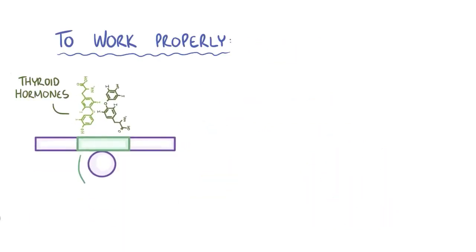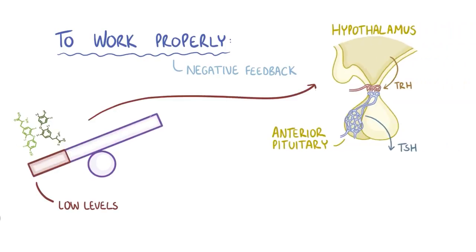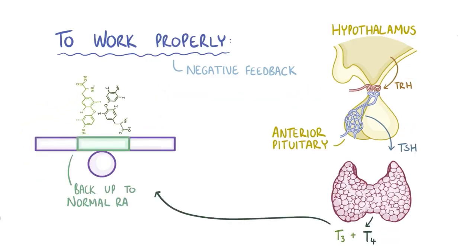For all of this to work right, the levels of thyroid hormones have to stay within a normal range. To do that, the body uses negative feedback, which means that low levels of thyroid hormones tell the hypothalamus and pituitary gland to increase their secretion of TRH and TSH, respectively. More TRH increases TSH production in the pituitary, and the thyroid gland gets more stimulation to make thyroid hormones. And eventually, T3 and T4 levels go back up to the normal range again.